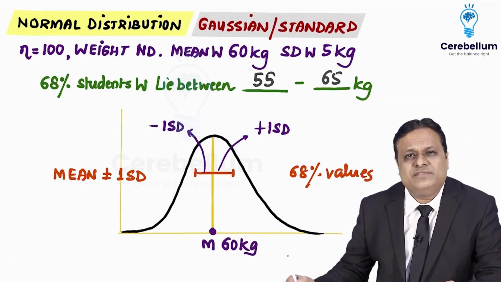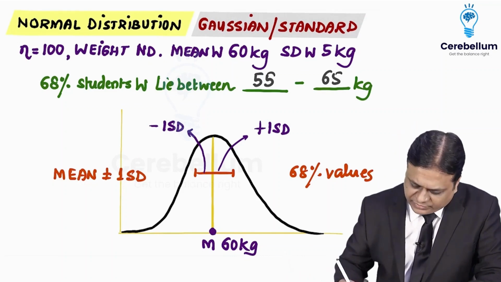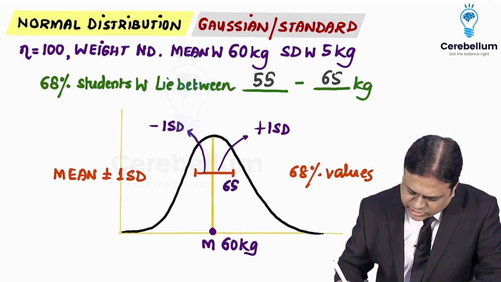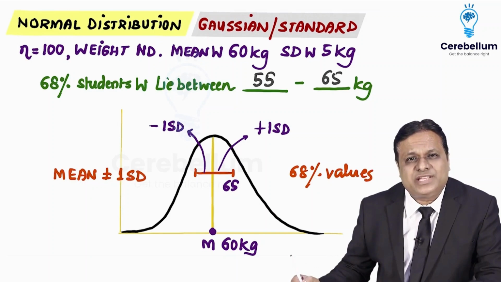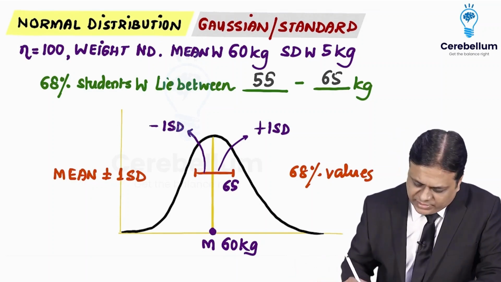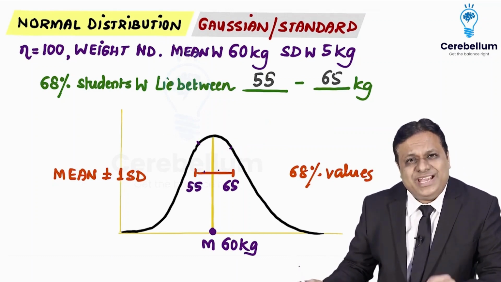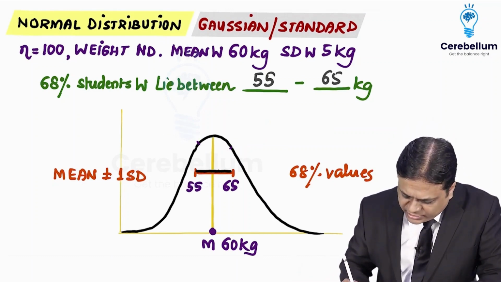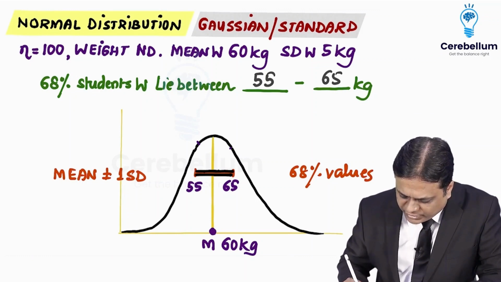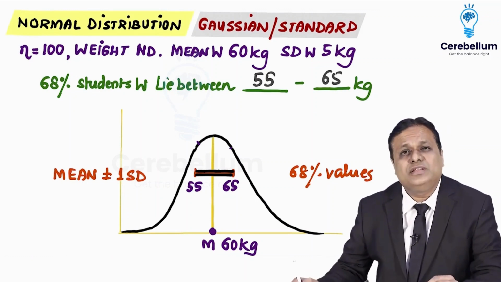Now standard deviation value is 5. So look at the right side, 60 plus 1 into 5. This value is 65. And on the left side, 60 minus 1 into 5. 60 minus 5. This value is 55 kg. So 68% students lie in this range, 55 to 65 kg.